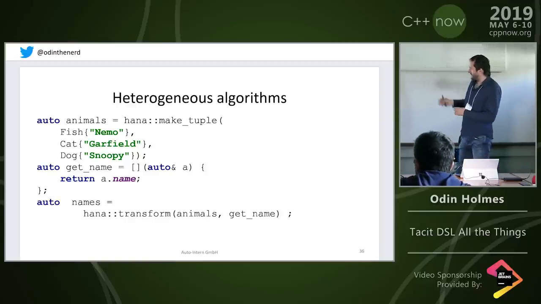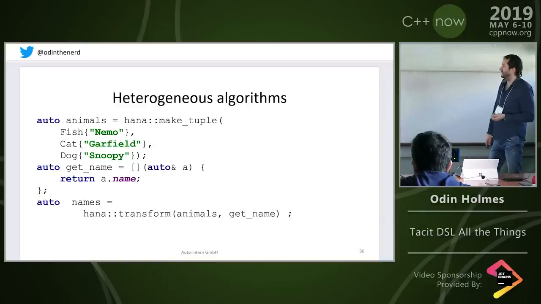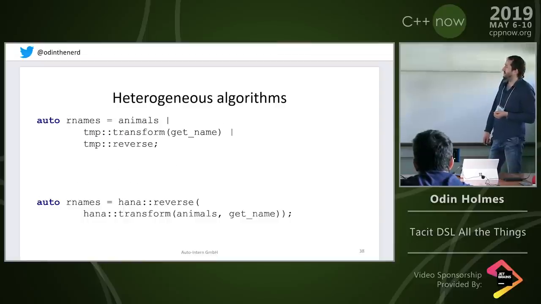I can do a Hana transform on a tuple of animals and this functor, this generic lambda, and it's going to spit me out a tuple of string, string, string, because that's the type of the names, or maybe string, string, string view if one of them is a string view. Whatever type came out of that lambda is what's in the returned tuple. And I can compose these things pretty well because they take tuples and return tuples. So if I want to reverse this, I can just say, reverse whatever came out of that. And if I want to express this in a ranges DSL kind of way, I can say, okay, I've got a tuple of animals. I'm piping that into a transform with this predicate, and then I'm piping that into a reverse. Same thing, just inside out, if you will.